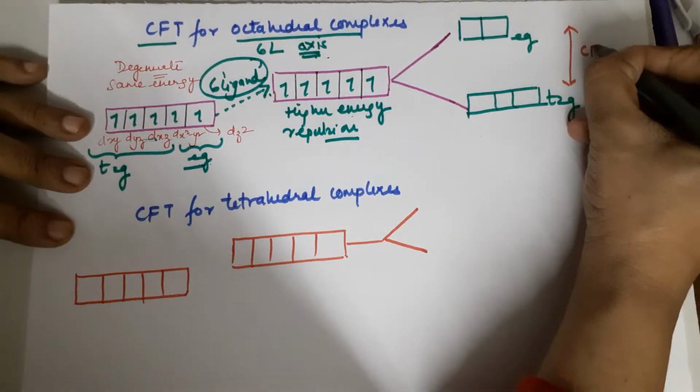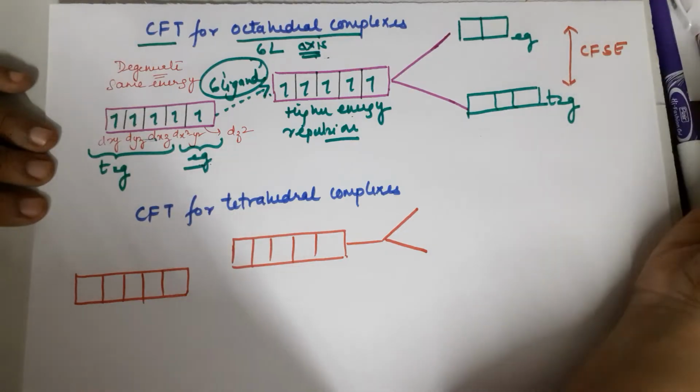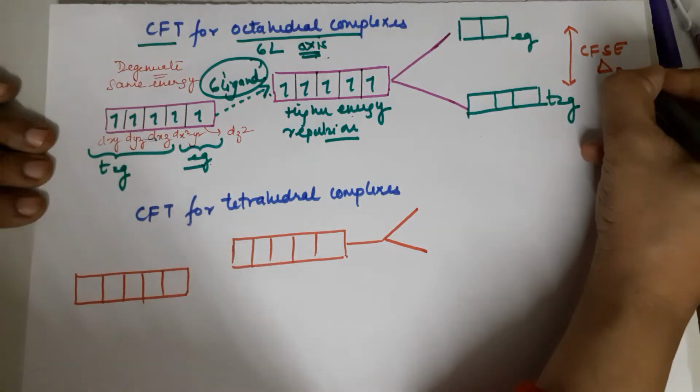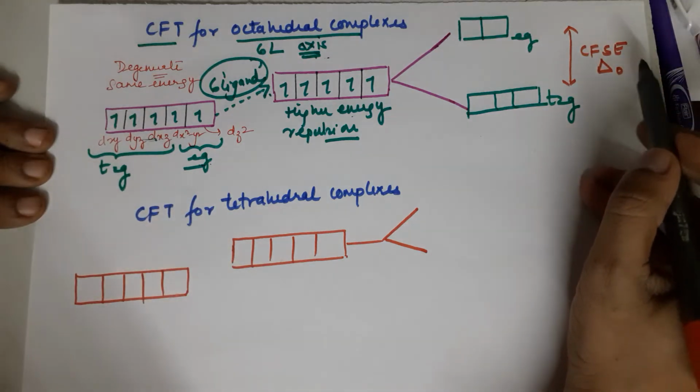Now this gap between these two, Eg and T2g, is your crystal field splitting energy, and it is represented as delta naught. This is not naught, this is O. This O is for octahedral complexes.